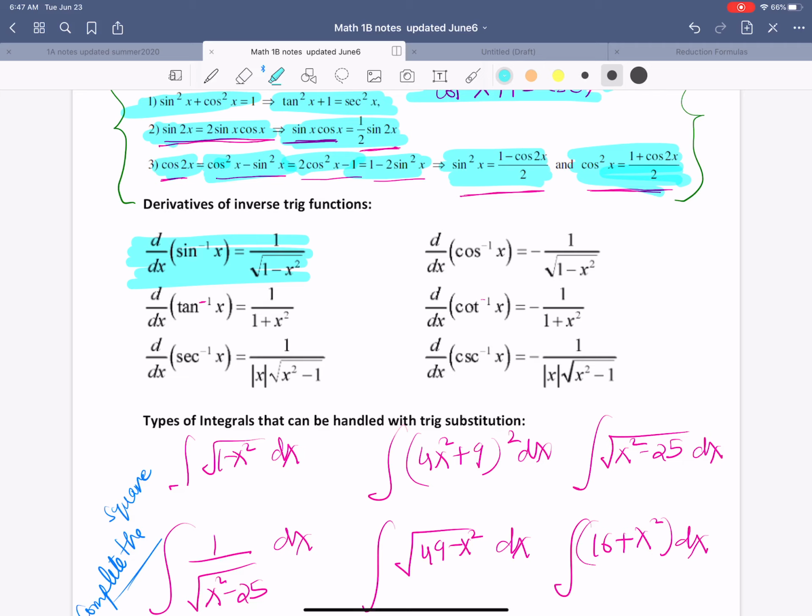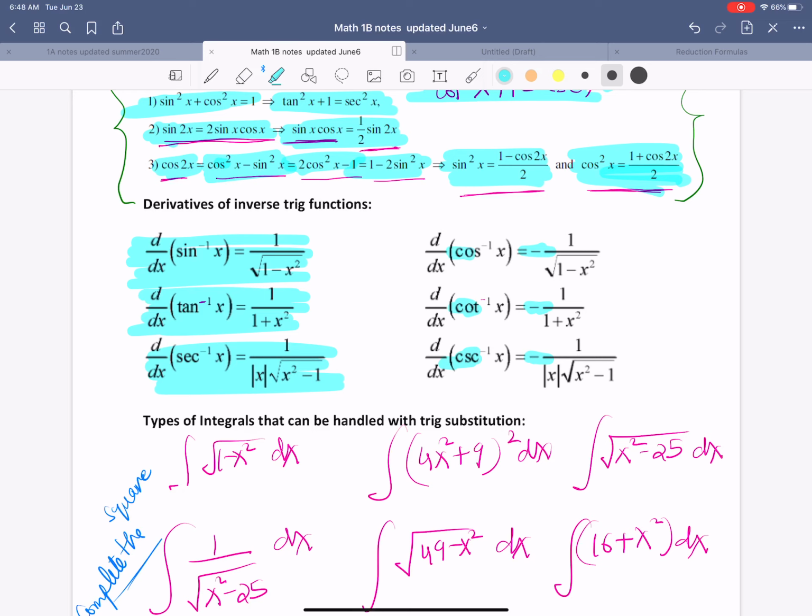I only remember the derivative of sine inverse x, tangent inverse x, and secant inverse x. And for all the functions with the co in the front, cos inverse x, cotangent inverse x, you really just have to put the negative in the front of your derivative.